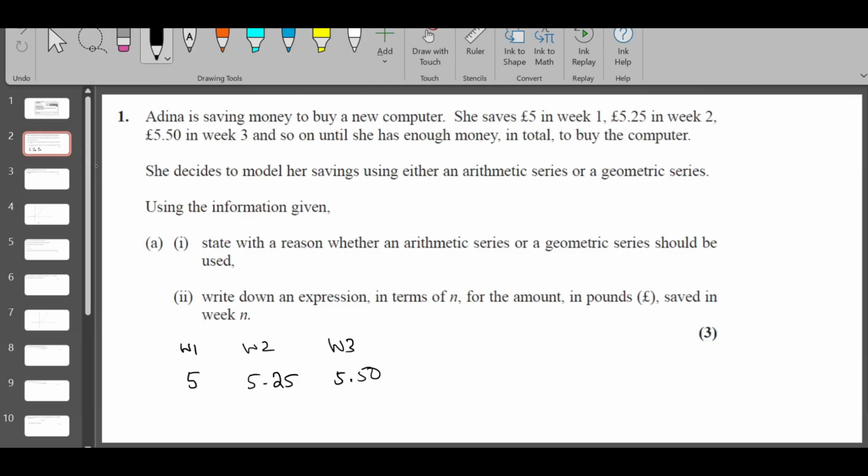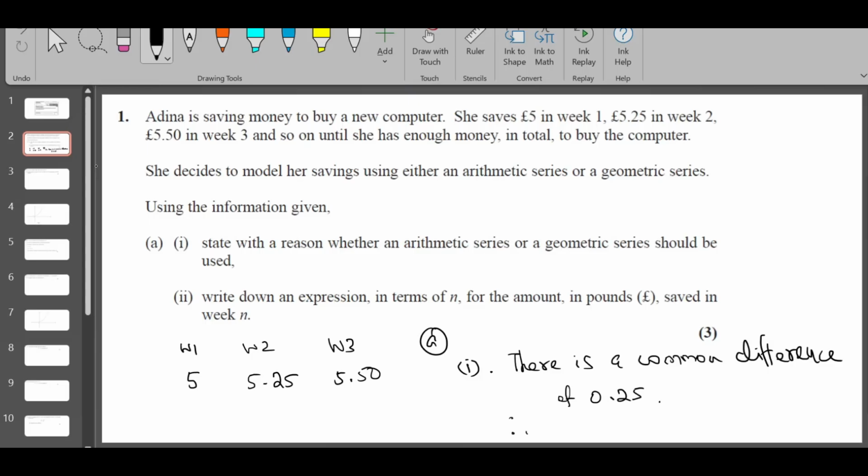Using the information given, here we know it's an arithmetic series, right? The common difference is the same. State with the reason whether an arithmetic series or a geometric series should be used. So part (a)(i), there is a common difference, 0.25. Therefore, an arithmetic series should be used.